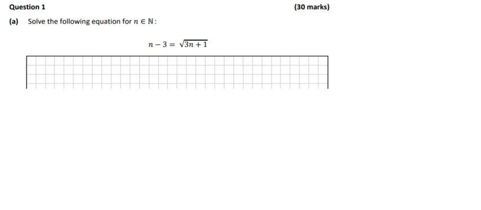Hiya folks, this is the Leaving Cert Maths Higher Level Paper 1 for 2024. So question 1. We just have to solve this equation here. It has a square root on the right hand side, so all we can do is square both sides.